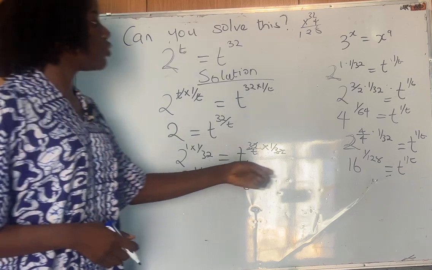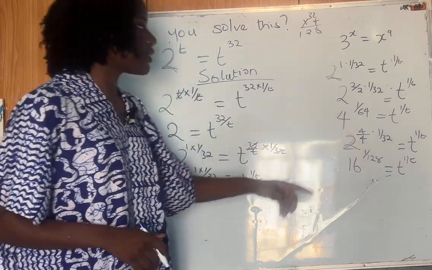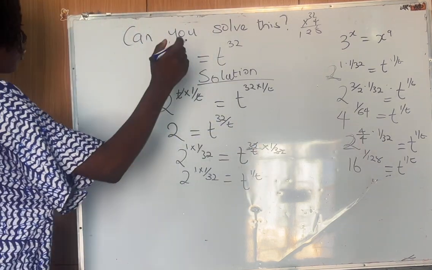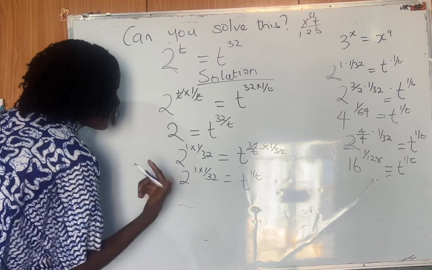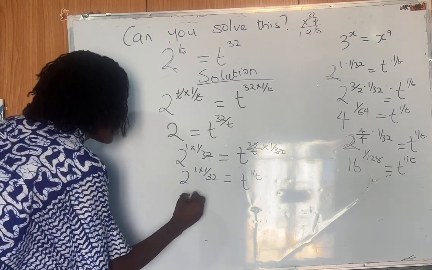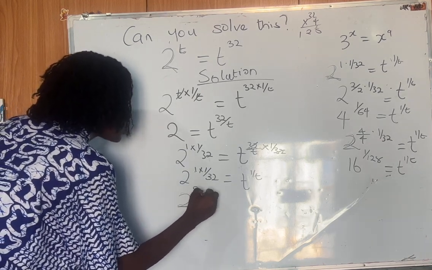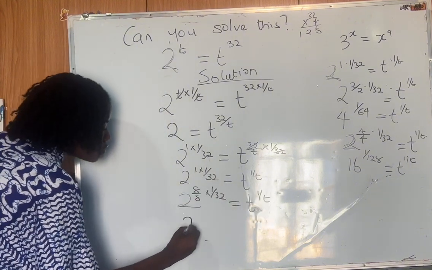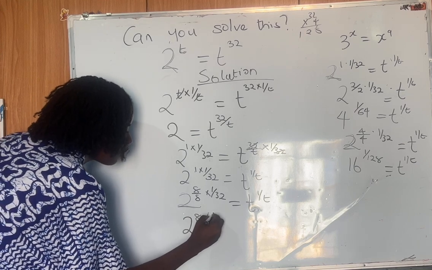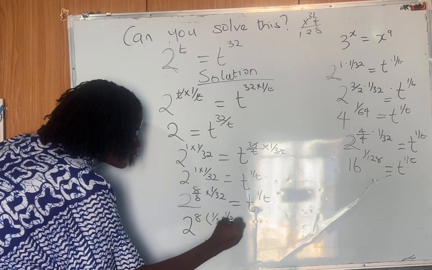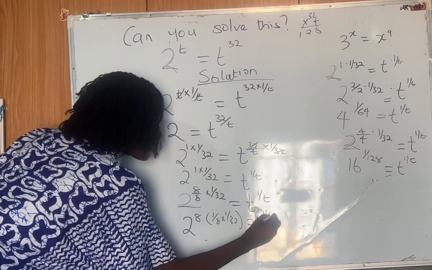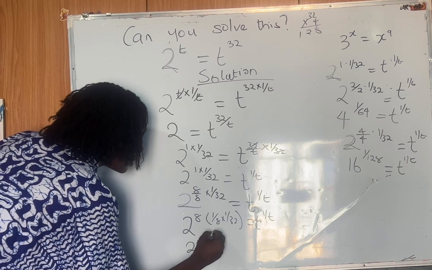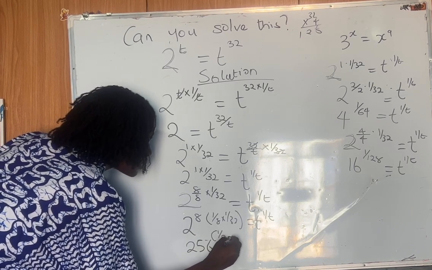You keep trying until you get the one that the two numbers will give you the exact same value when raised to the power and when multiplied by the denominator. And what gives you that is 8. 2 raised to the power 8 over 8 times 1 over 32 equal to t over 1 over t. Now 2 raised to the power 8 over 8 times 1 over 32 equal to t raised to 1 over t. And this will give us 2 raised to the power 8 is 256, so 1 over 256.